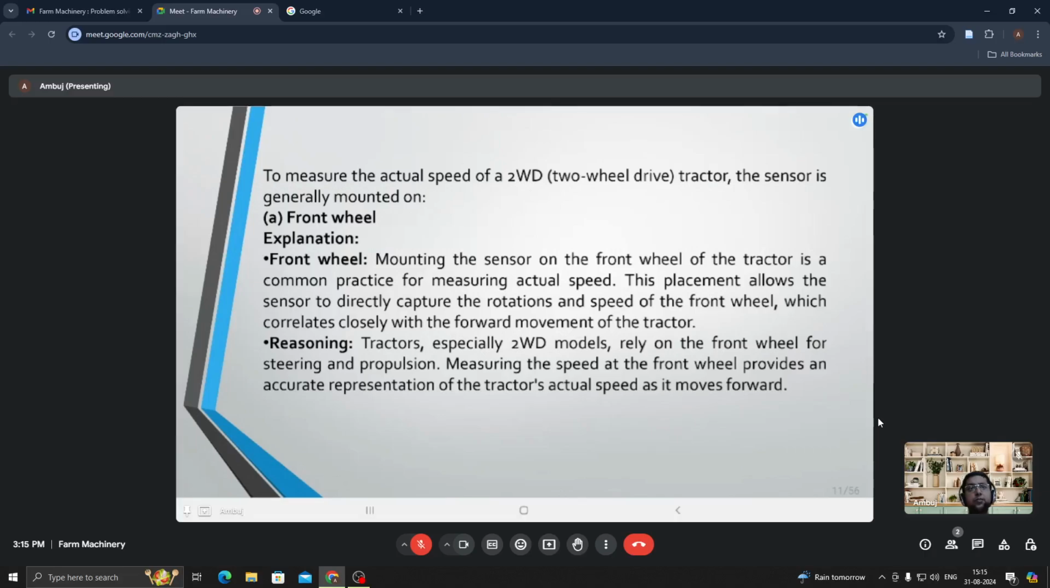Tractors, especially two-wheel drive tractors, rely on front wheels for steering and propulsion. So they are not generating the torque. There would be no difference between the actual speed of the tractor and the actual speed of the wheel. That is why we are mounting the sensor on the front wheel.